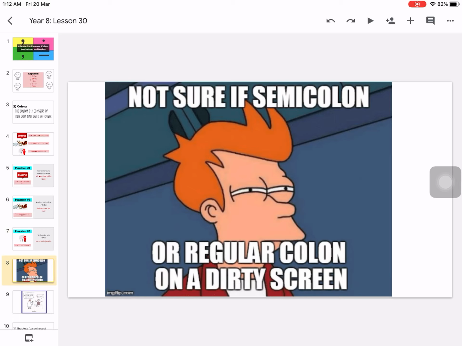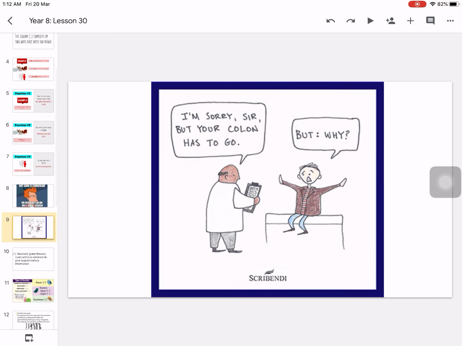Okay, not sure if it's a semicolon or a regular colon on a dirty screen, especially your screen, Reagan. Your screen is dirty, so probably I mistook a colon for a semicolon. I'm just kidding. Okay, another pun: I'm sorry, sir, but your colon has to go.